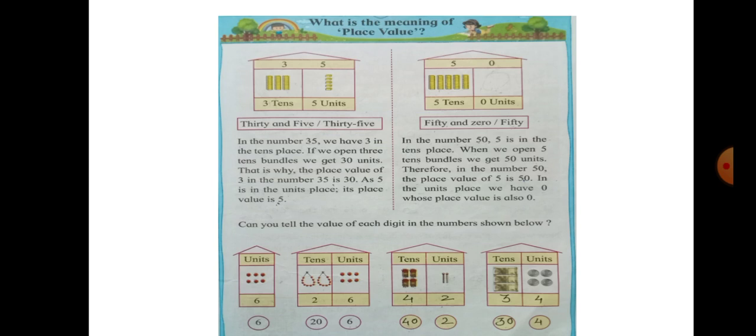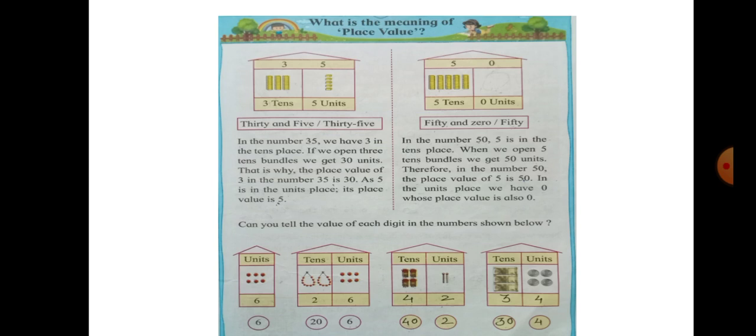Okay. See the second one. In the number 50, 5 is in the tens place. When we open 5 bundles, we get 50 units. Therefore, in the number 50, the place value of 5 is 50. In the units place, we have 0, whose place value is also 0. So in the second one, the number is 50. The 5 is in the tens place, so it is 50. And the 0 is in units place, so its place value is 0.